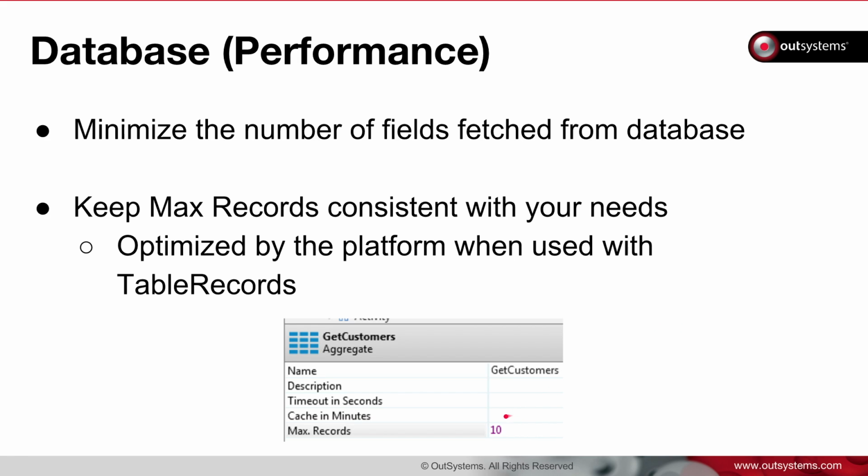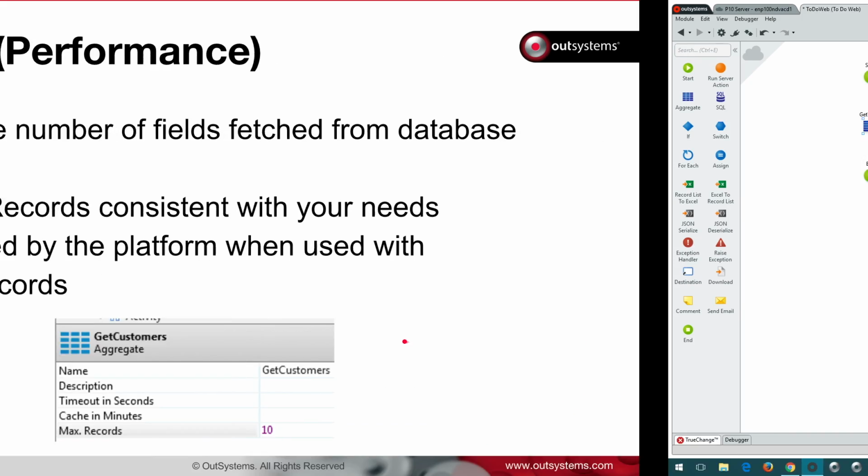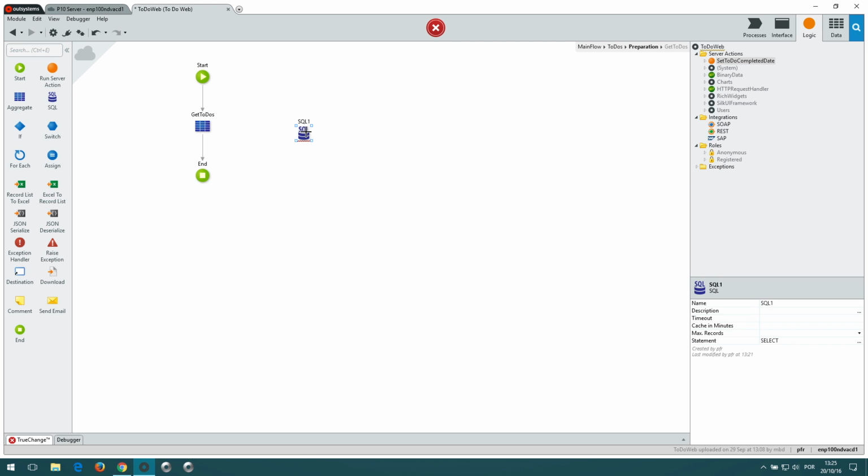So inform your database engine of what exactly you need by actually setting a proper max records as defined by your needs. However, when you're using this with table records, the table records widget will internally set this to the appropriate value. Let's take a quick look at how that happens.